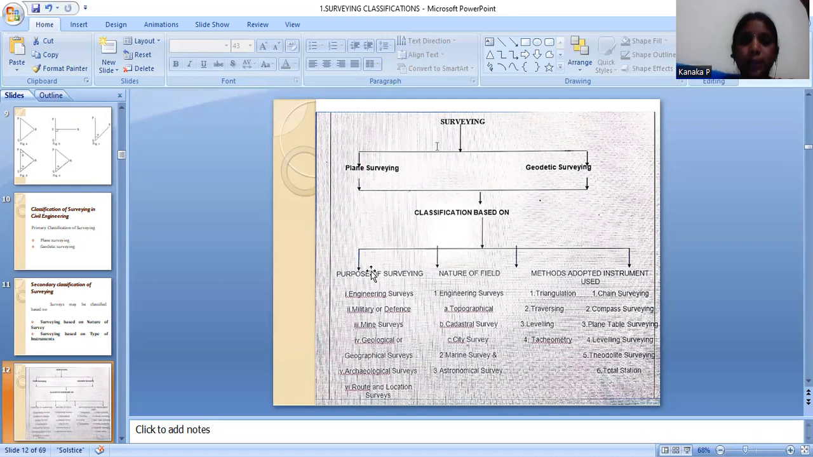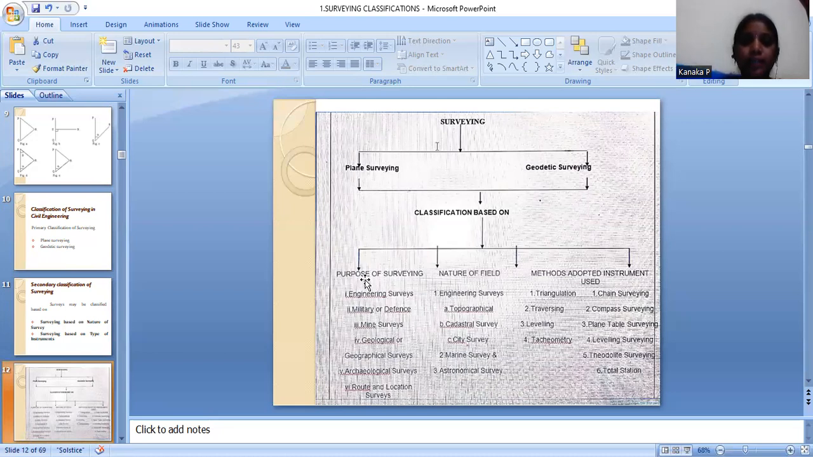Classification is based on the purpose of survey, nature of field, methods adopted, and instruments used. The purpose of the survey is the main factor in the classification of surveying. First: engineering survey, military or defense survey, mine survey, geological or geographical survey, archaeological survey, route and location survey.